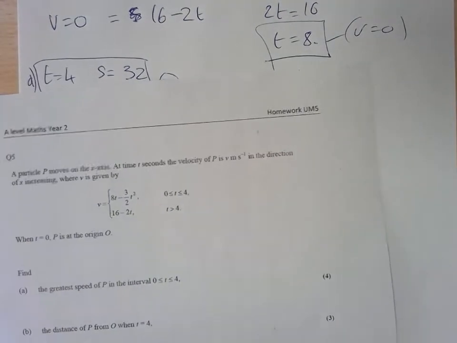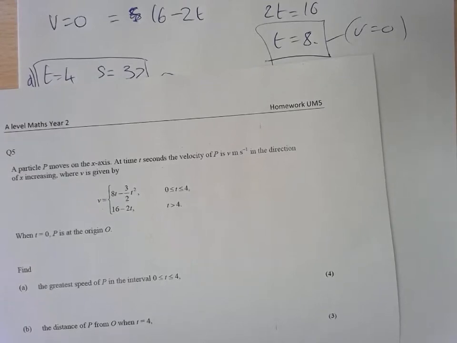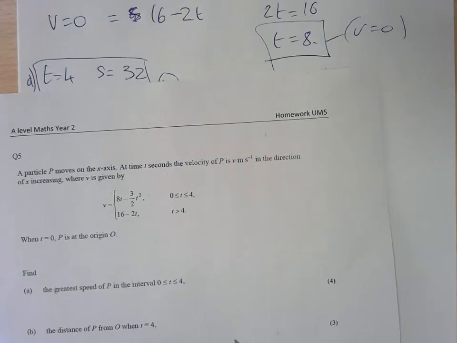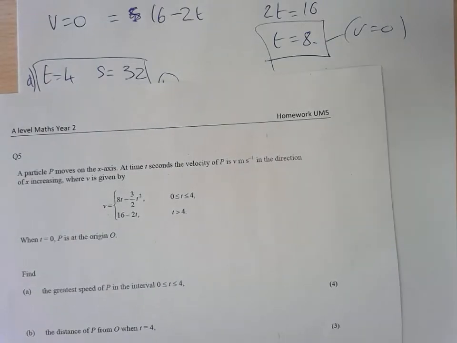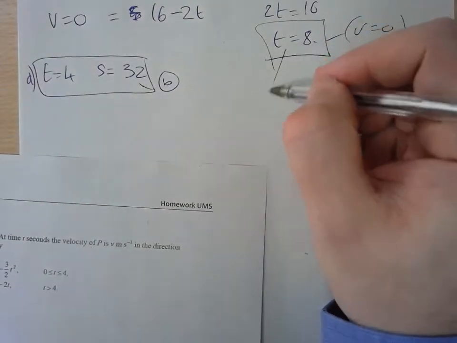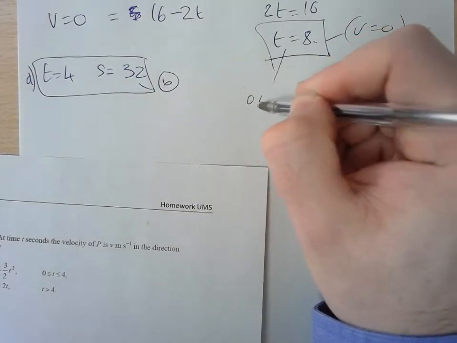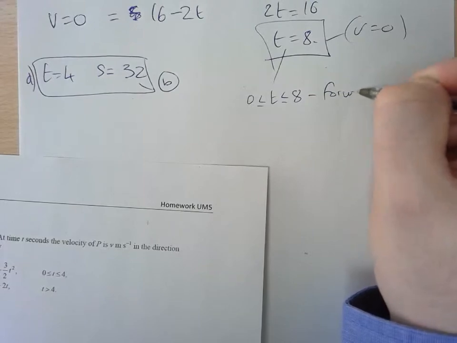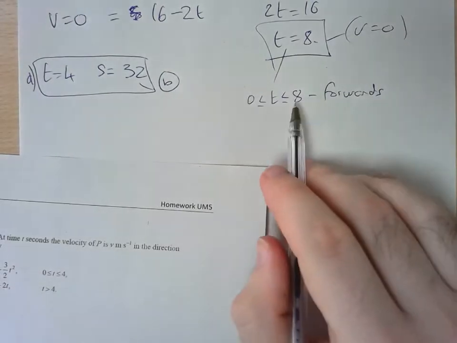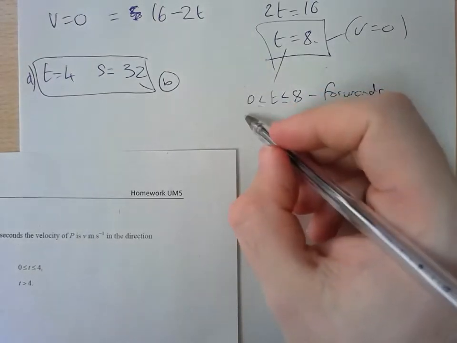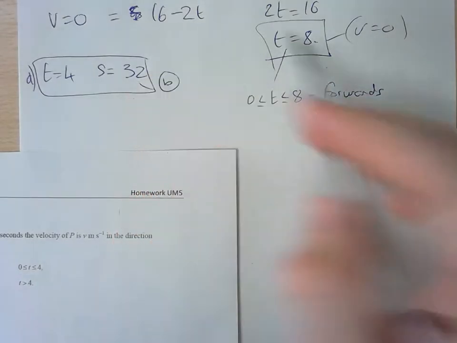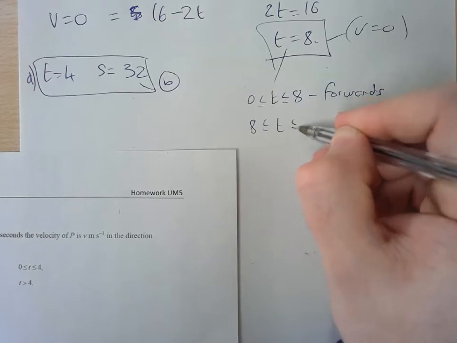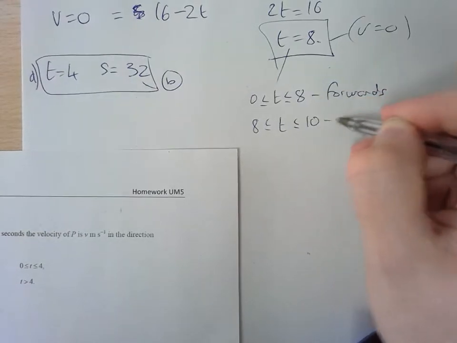Part C is also quite interesting because it was going forwards and we know that at t equals 8, it stopped. So it's actually going to be coming backwards. So for 0 less than or equal to t less than or equal to 8, we're going forwards. And then it changes direction because this velocity will become negative. So between 8 and 10 it's going back.